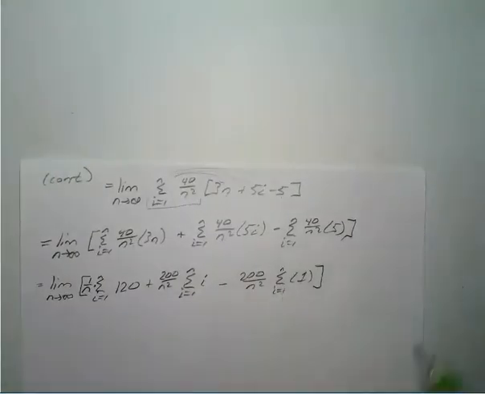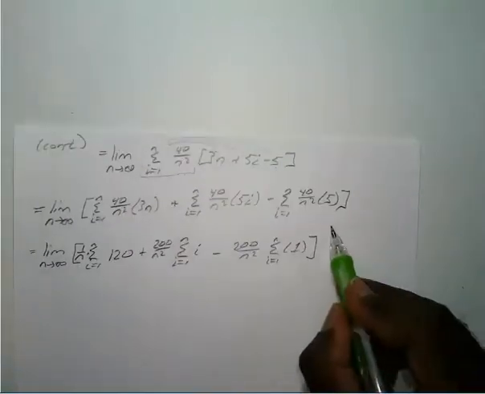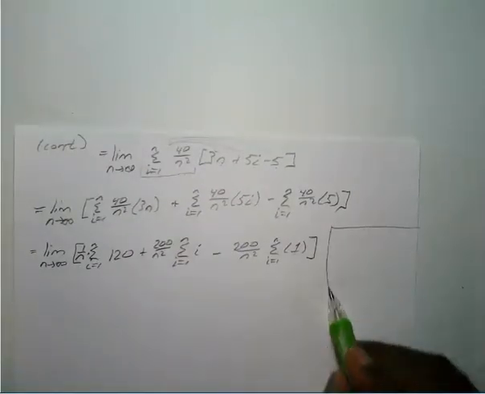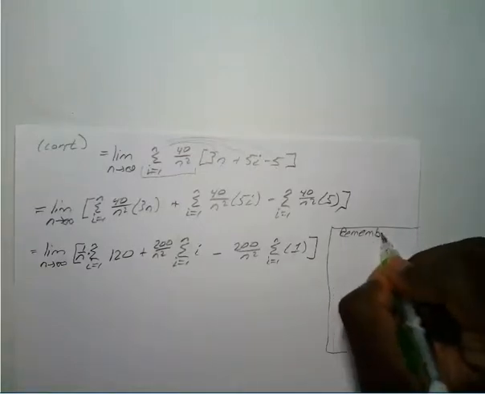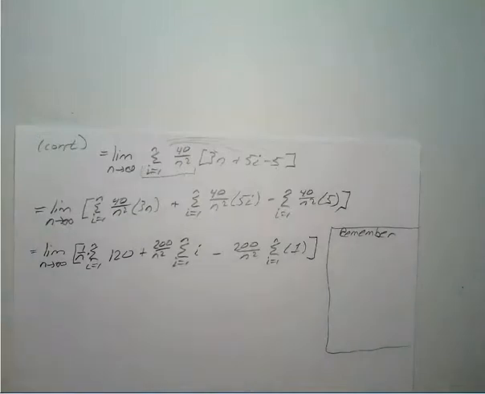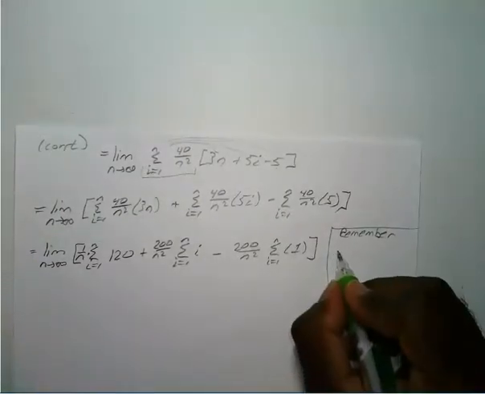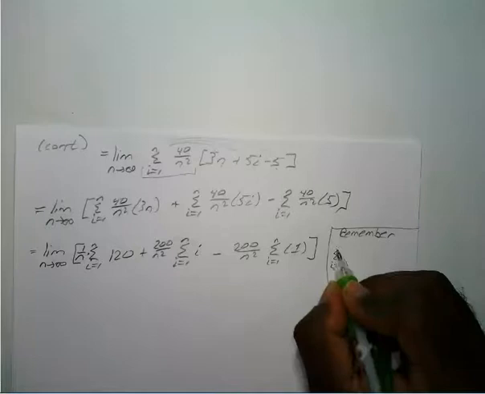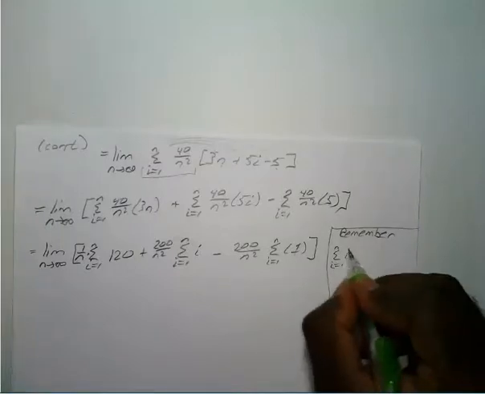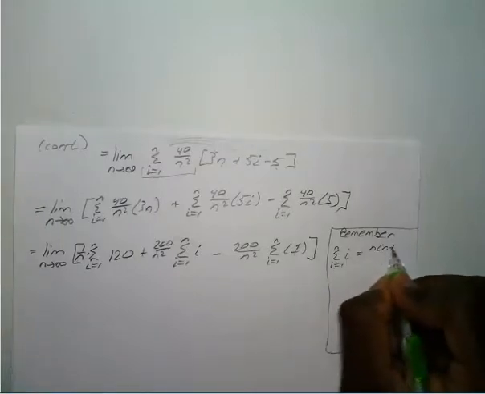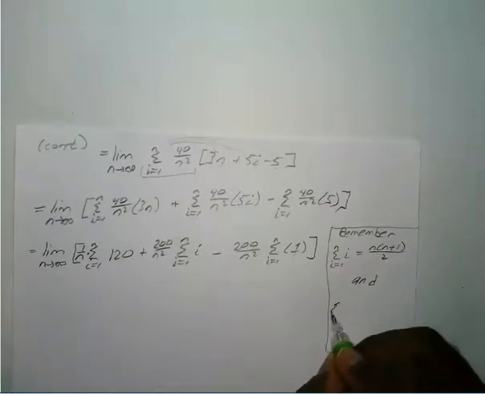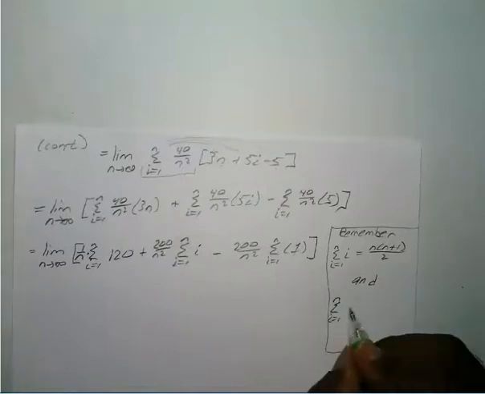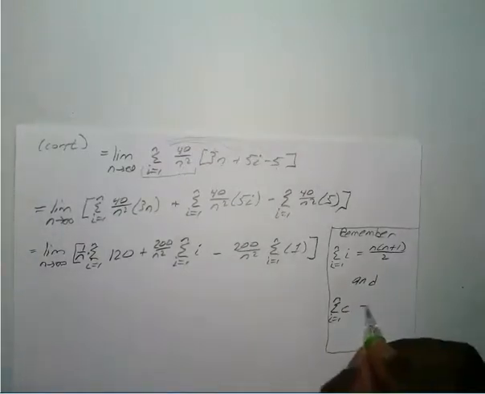Okay, so what we're going to do here is you have to go back in your memory a little bit and remember our summations. The sum from i equals 1 to n of i is equal to n times n plus 1 over 2. And the sum from i equals 1 to n of just a constant is equal to n times that constant.